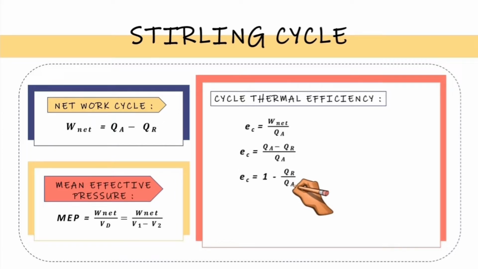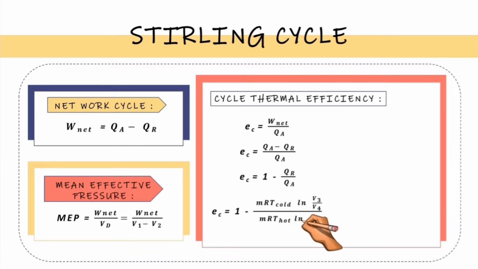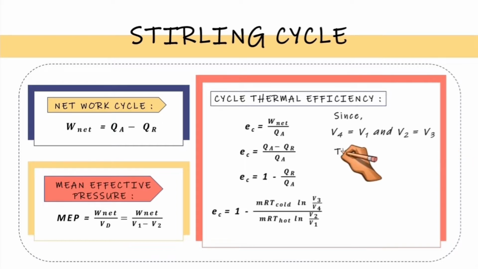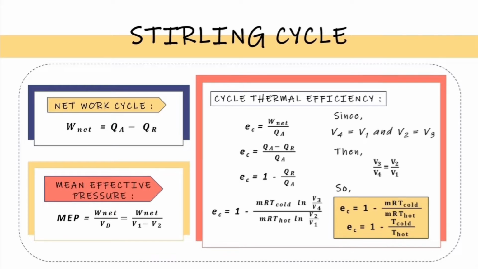Then substitute the formulas of QR and QA. And we will come up to EC equals 1 minus MRT cold ln of V3 over V4 over MRT hot ln of V2 over V1. Since V4 is equal to V1 and V2 is equal to V3, then V3 over V4 is equal to V2 over V1. So, EC equals 1 minus MRT cold over MRT hot, or EC equals 1 minus T cold over T hot.